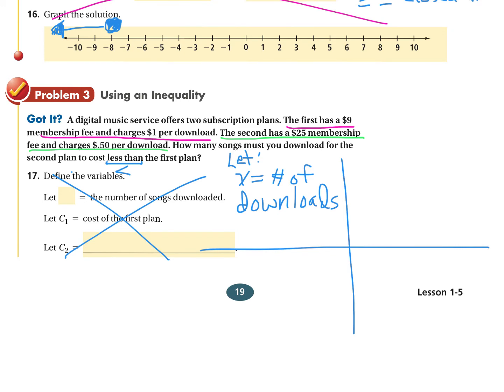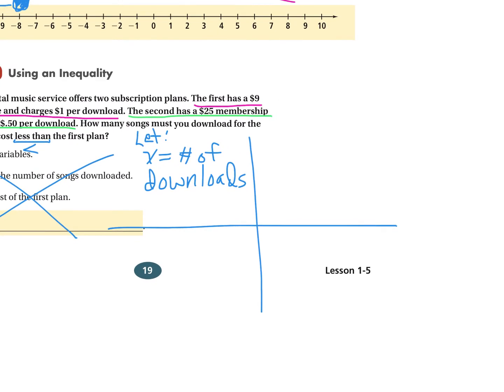So let's figure out the cost of our second plan. So our second plan I have underlined in green, and it says it has a $25 membership. So here's $25, that's a cost, plus then it's going to be 50 cents, so 0.50 per download. Doesn't that mean I multiply it by the number of downloads? Well, my number of downloads is X because I don't know what it is. And then we said that the second plan has to be less than the first plan. So the first plan I have underlined in pink. And so the first plan costs you $9 plus $1 for every download. So isn't that 1 times X?